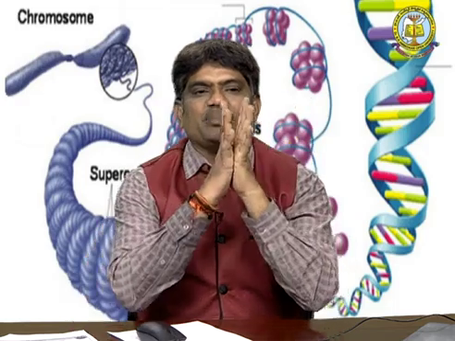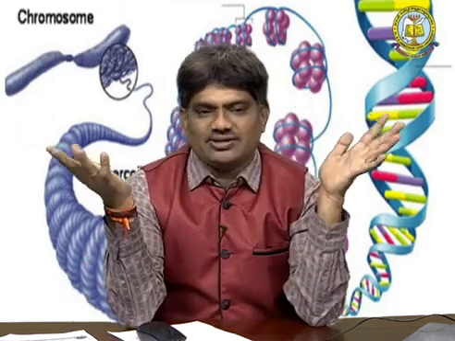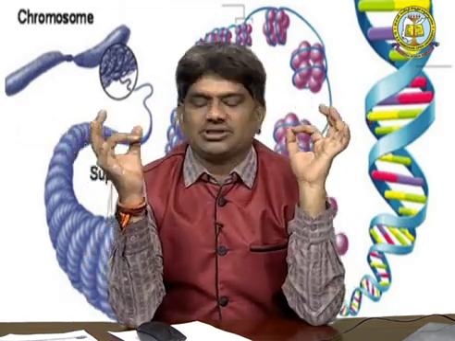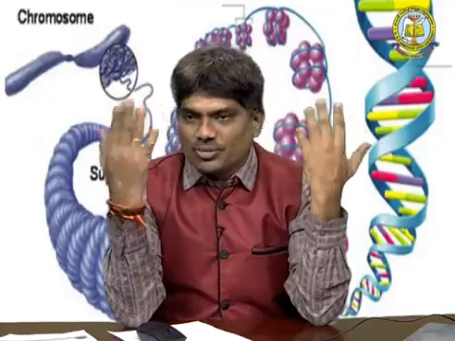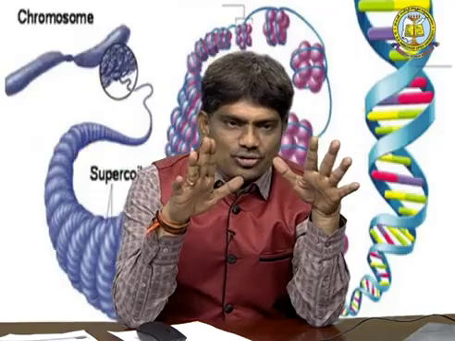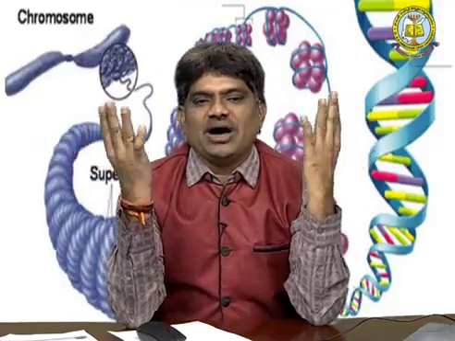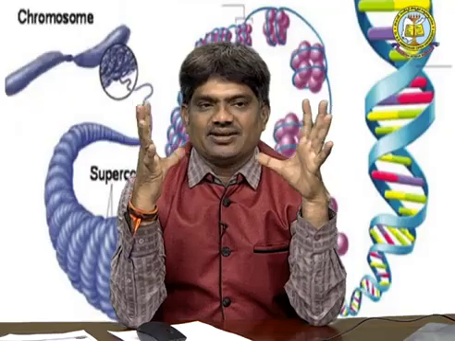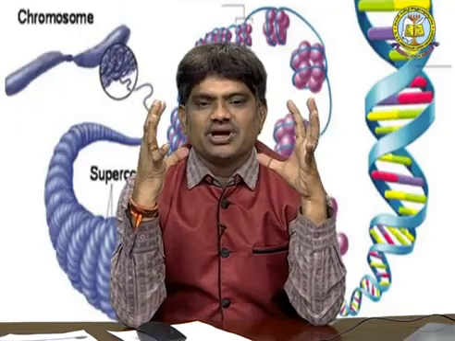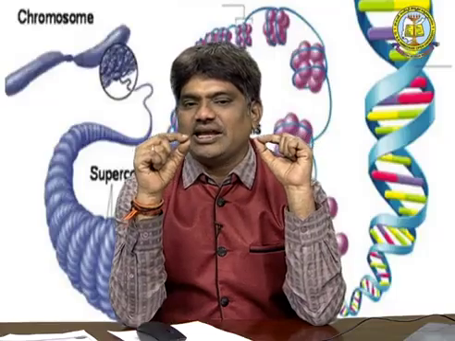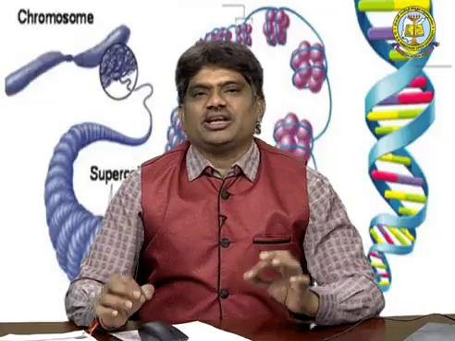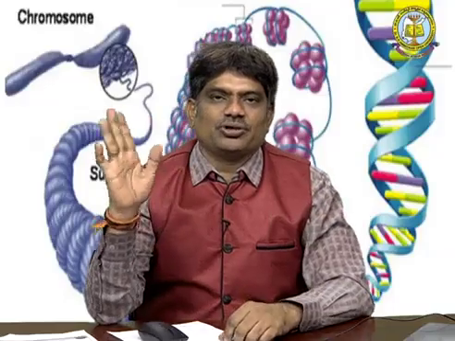You can see, based upon the size and variation, they are divided into three special types of chromosome: polytene chromosome, lampbrush chromosome and B chromosome. The polytene chromosome is a very large, big-sized chromosome. It is present in the salivary glands, that's why it is named polytene chromosome. These are special types of chromosomes.